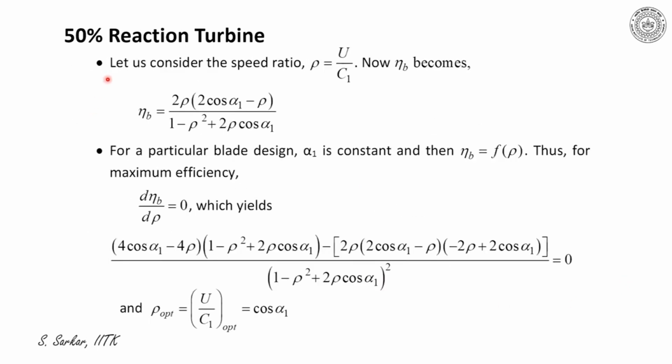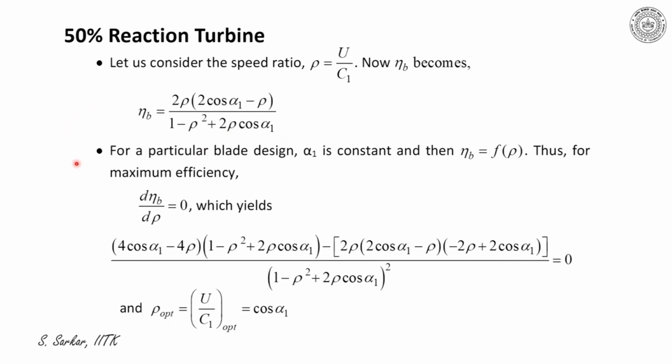Let us consider the speed ratio rho as U by C1. Now the blade efficiency can be expressed as eta B is equal to twice rho within the bracket twice cos alpha 1 minus rho divided by 1 minus rho squared plus twice rho into cos alpha 1.